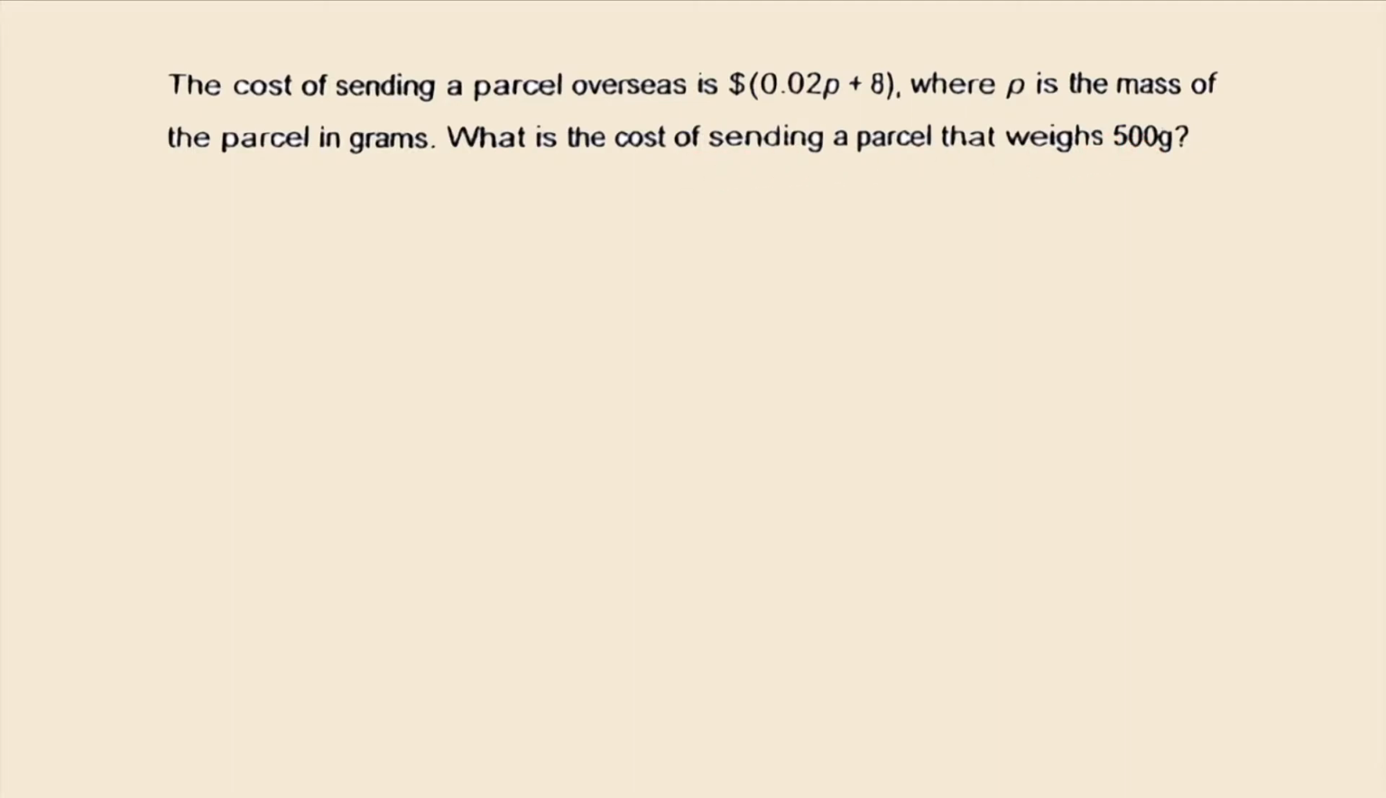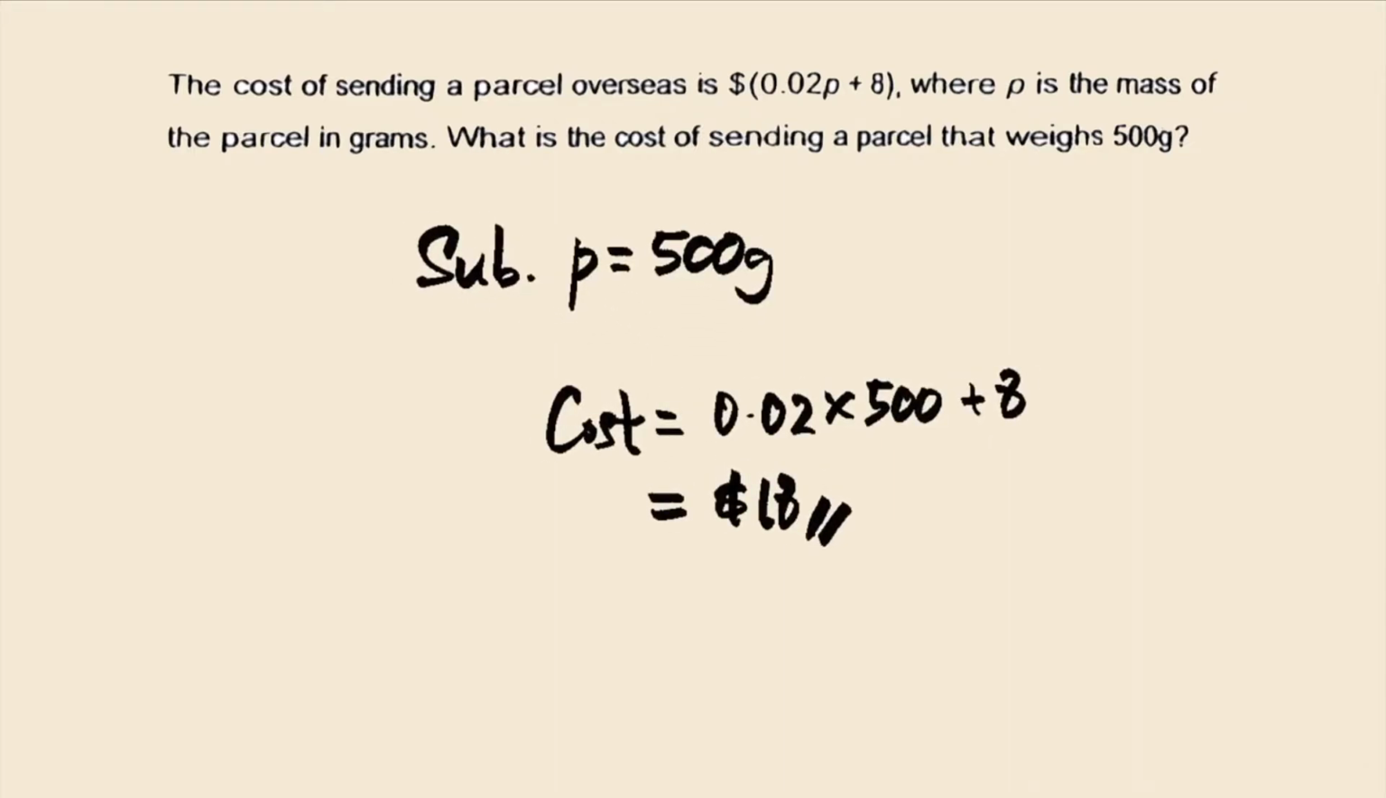Well, if P is the mass in grams, we're going to substitute P for 500 because we're told P stands for the mass, and we're told it's a 500 gram parcel. So substitute that in there. Next, we're going to multiply by 100. So jump 2 decimal places, that's a 2. And then times 5, that's a 10. So 10 plus 8 is therefore $18.